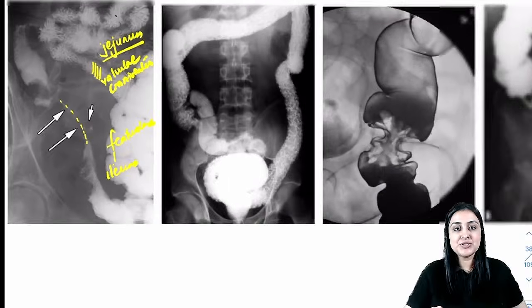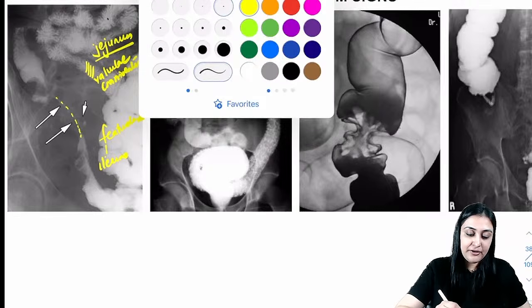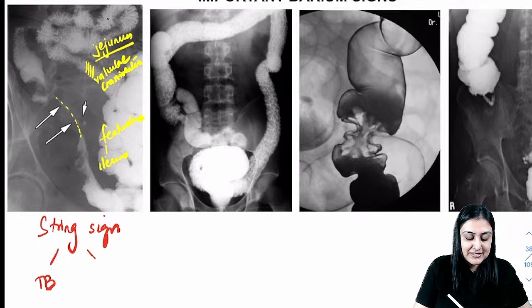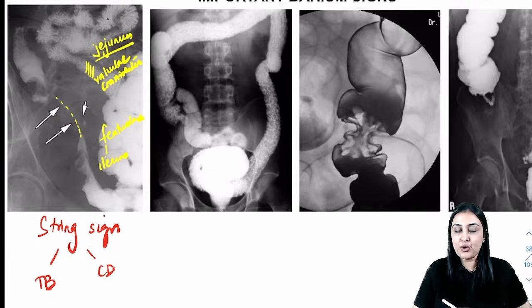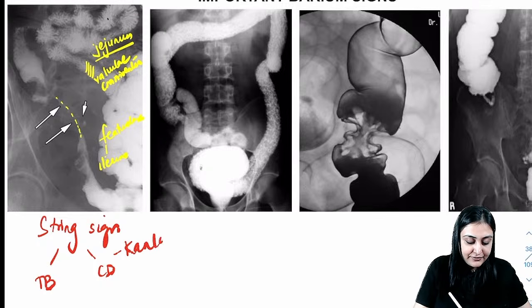Complete narrowing. When you see that the ileum has become narrow like a string, this is a feature of the string sign. This is called the string sign. This is seen in tuberculosis also. This can be seen in Crohn's disease also. Crohn's can also have stricture of the terminal ileum, and this is called the string sign of Kantor.